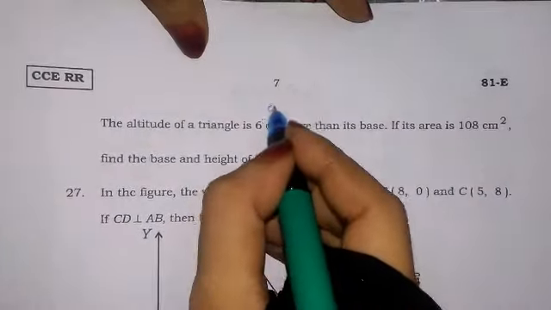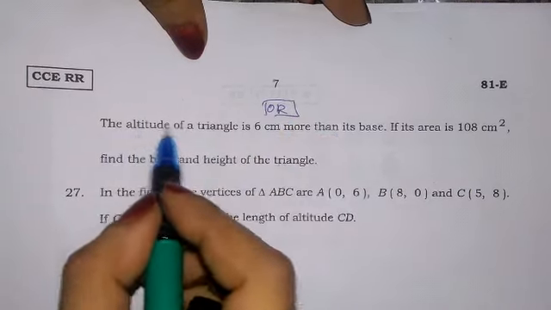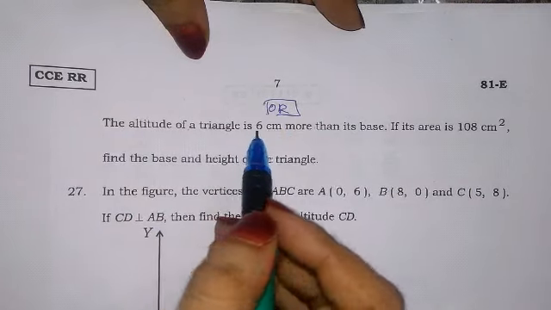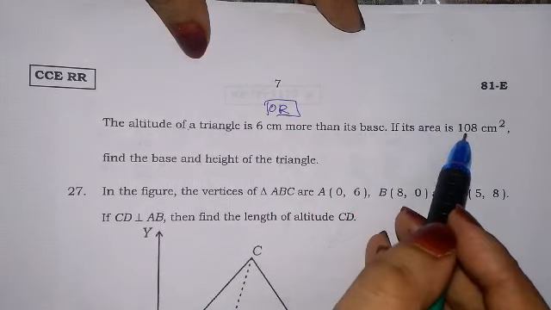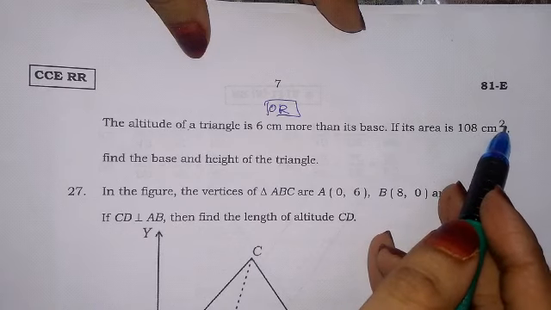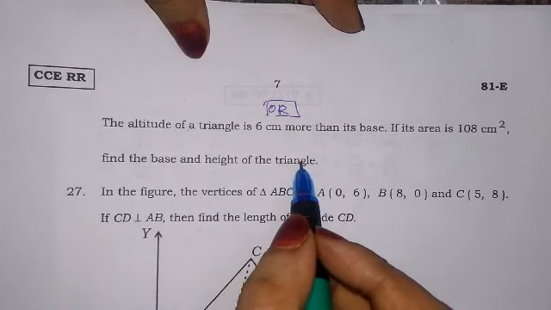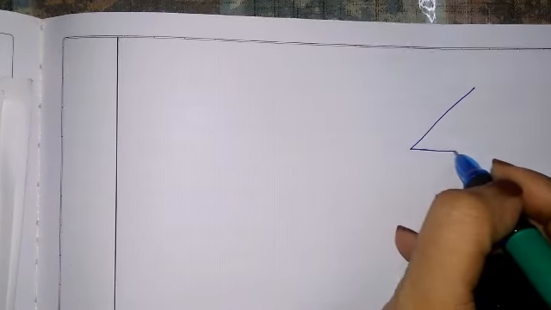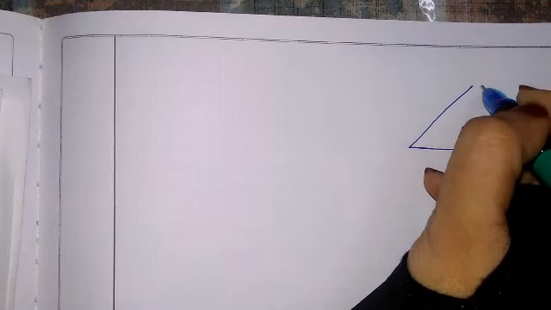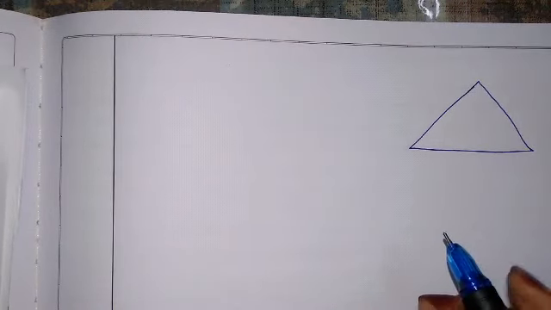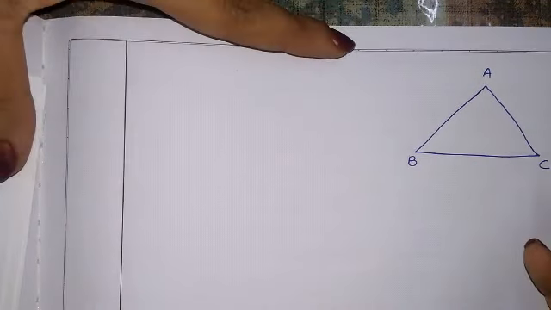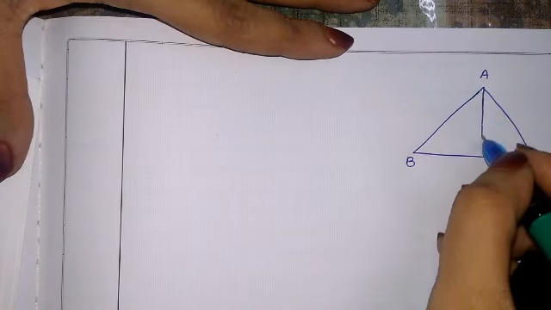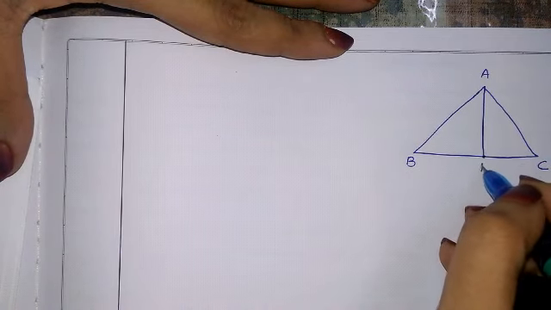So the question number 26 is: the altitude of a triangle is 6 centimeter more than its base. If its area is 108 centimeter square, find the base and height of the triangle. What have they told? Let us draw one triangle. The altitude of the triangle is 6 more than its base. Okay, I'll draw. This is A, B, C.